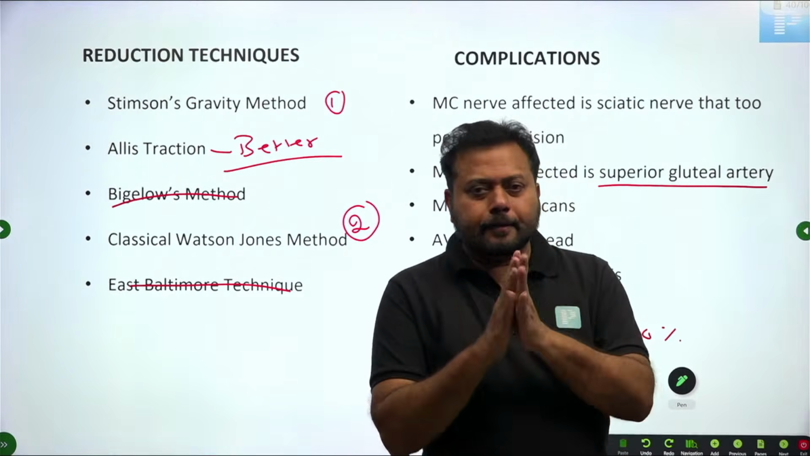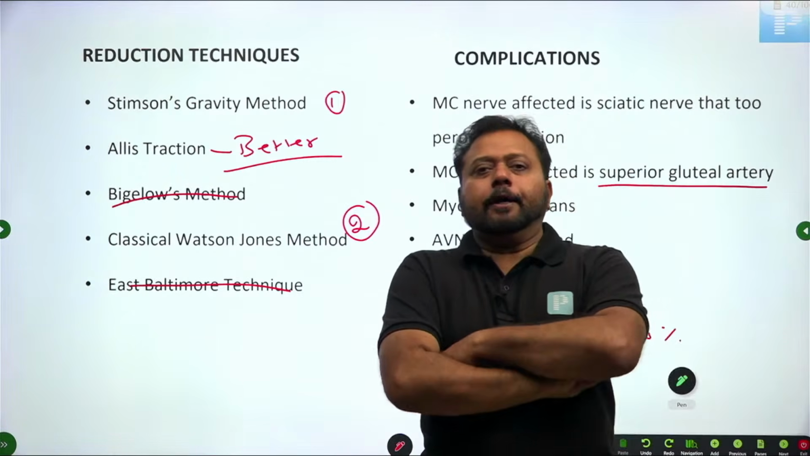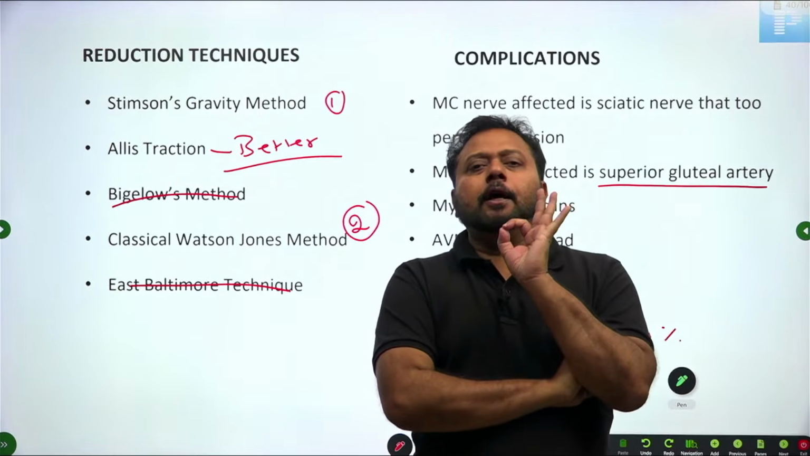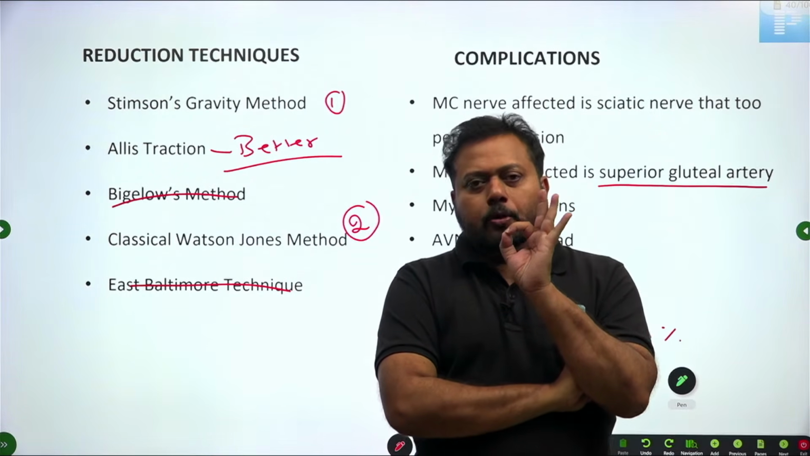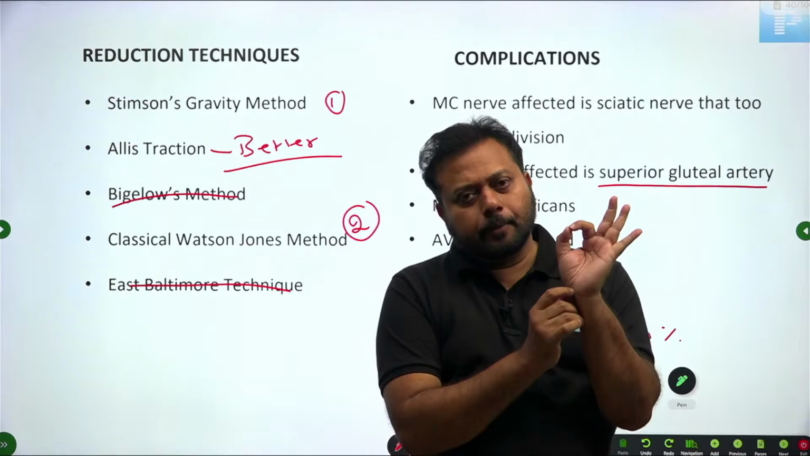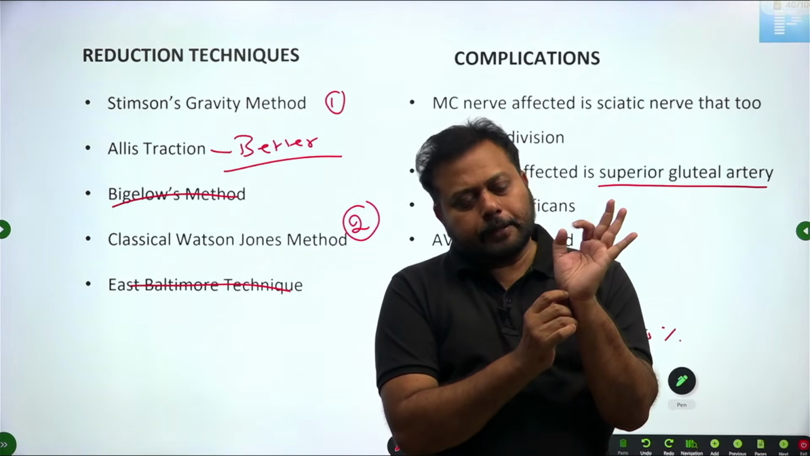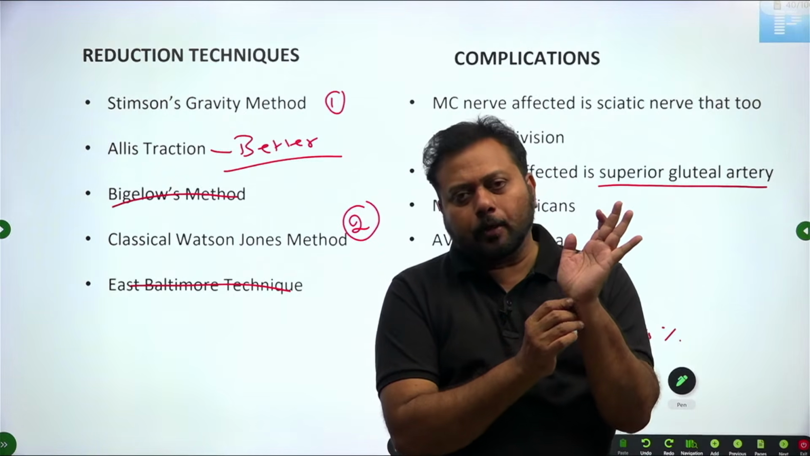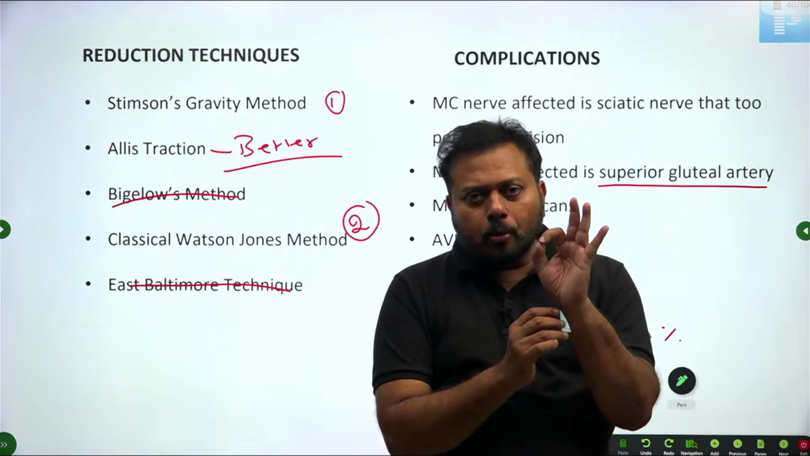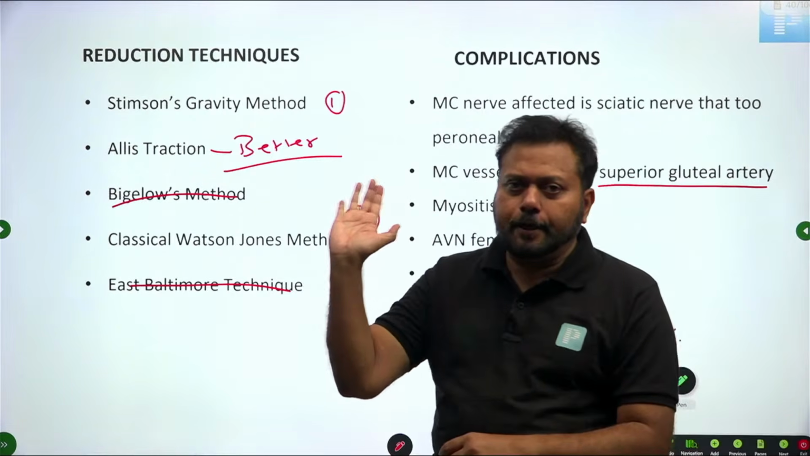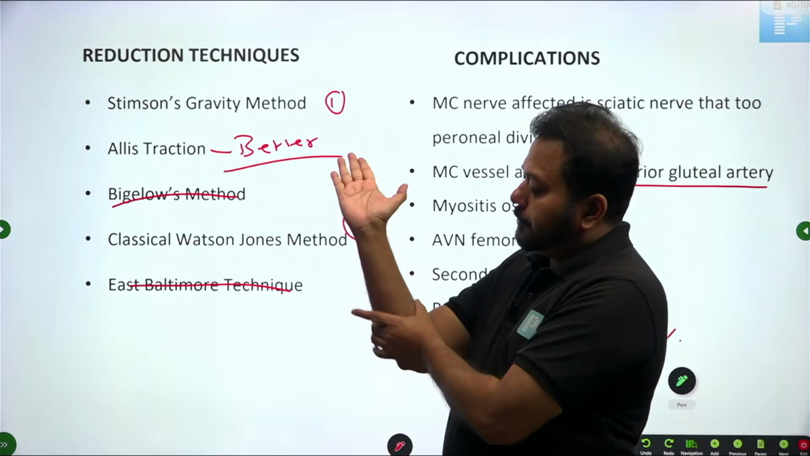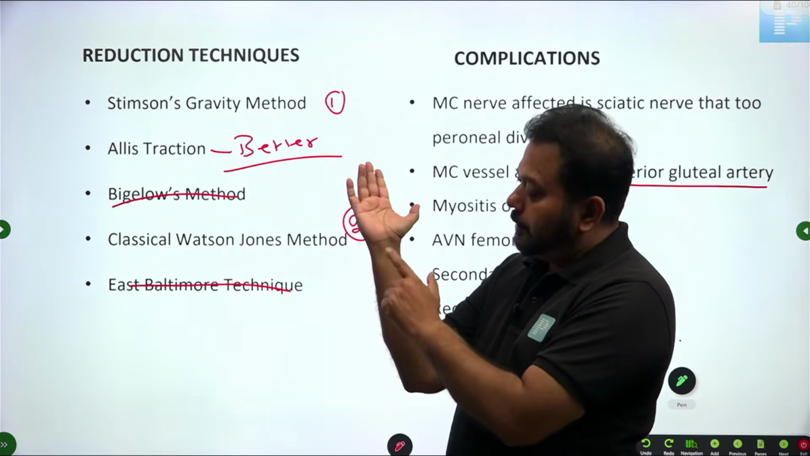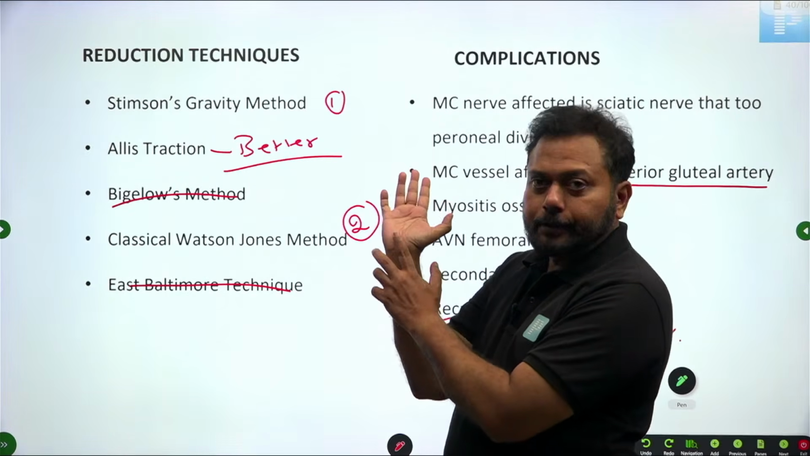Okay, yes. Tendo Achilles is the strongest tendon of our human body. You know where it is. It comes from the posterior aspect, passes behind the ankle and gets attached to the calcaneum. Just imagine, this is my foot, this is my leg, this is my calf muscle, this is tendo Achilles.